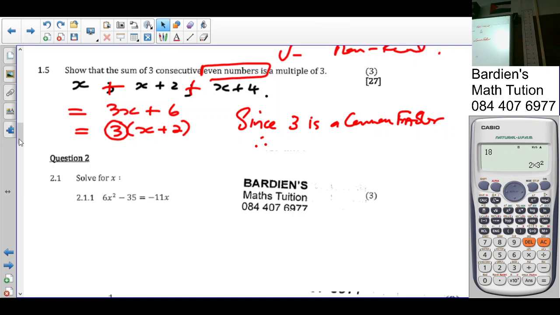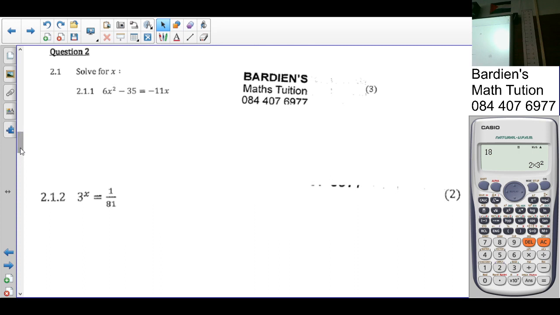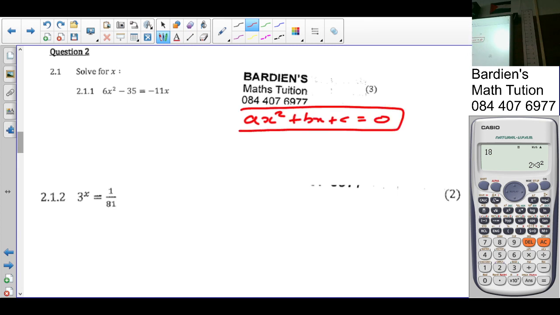Alright, let's look at question 2. The question says solve for x. So what do we do first? We write it in the standard form. And what's the standard form? ax squared plus bx plus c equals 0. It's a quadratic equation. So I take the 11 over. It becomes 6x squared plus 11x minus 35 is equal to 0.